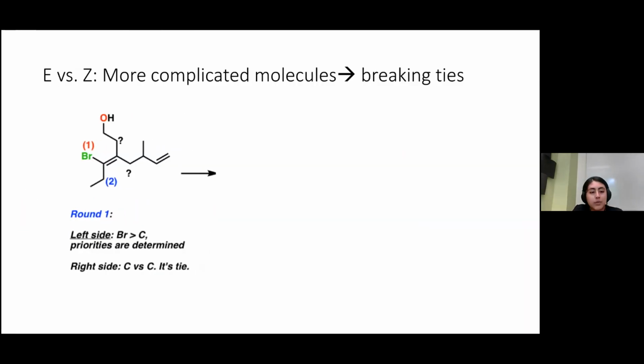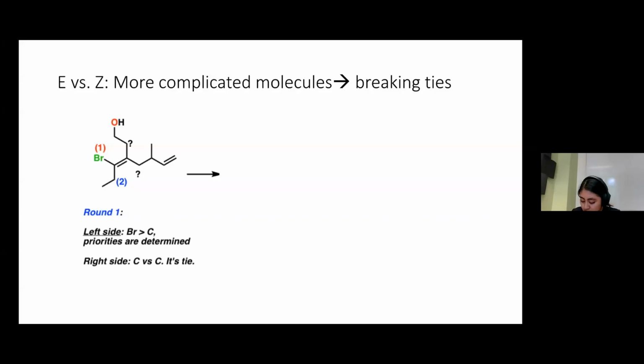So what happens when it's more complicated? Sometimes there's going to be a tie between substituents. So for instance, this molecule right here, we're looking at this double bond right here. Whenever you have two double bonds like this, usually they're going to tell you which one they want you to denote, whether it's E or Z or cis or trans. In this case, we're looking at this one right here. So let me highlight that one.